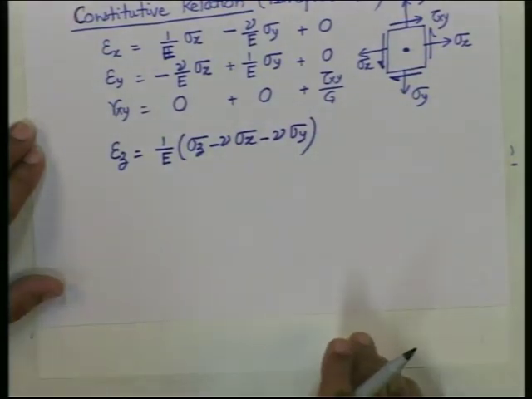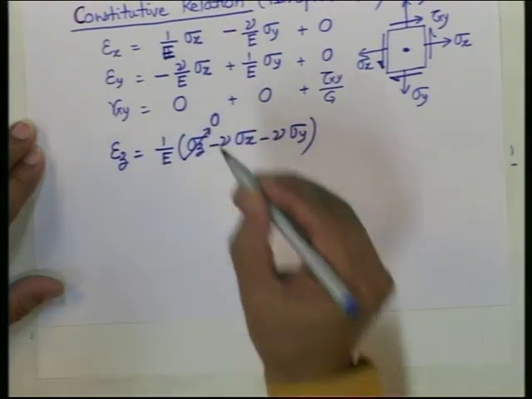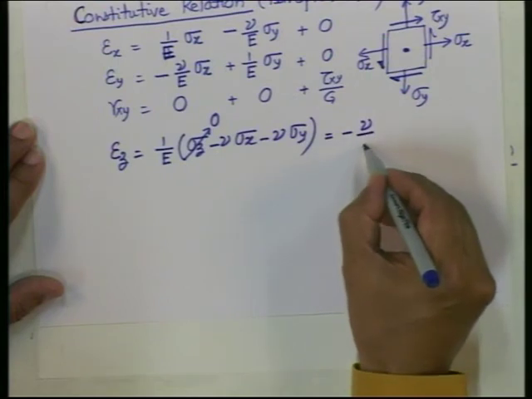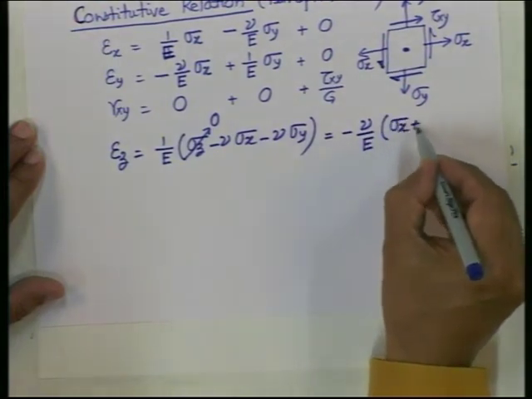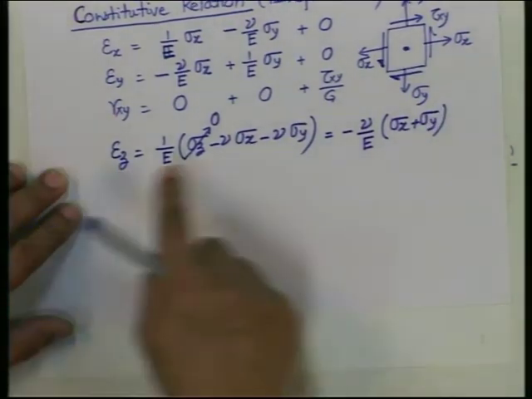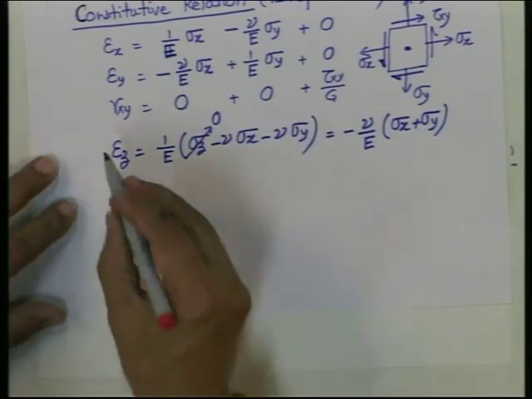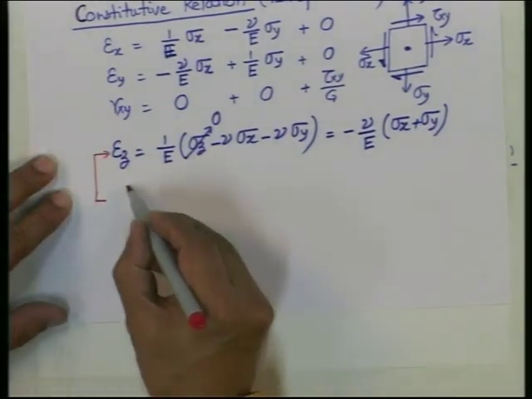Now, in the case of this state, yes, sigma z is 0. So, you get here minus nu by E times sigma x plus sigma y. This can always be found out once you have got sigma x and sigma y. So, it is not independent. This is a dependent relation.